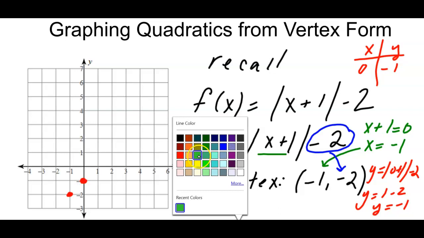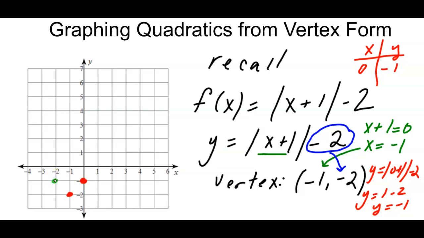to the other side, because that absolute value, which is always a v, has that axis of symmetry running right through it, just like your quadratics do, your parabolas. And then we were able to go ahead and graph those and make a v.